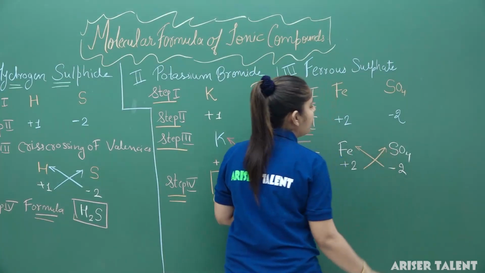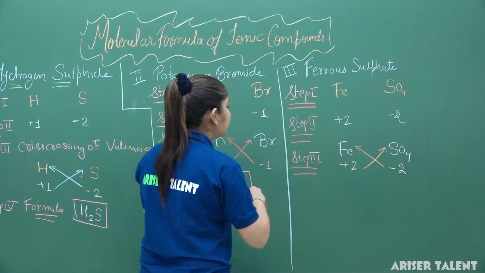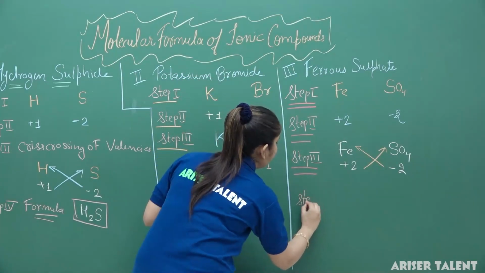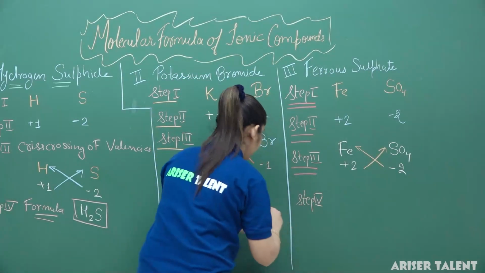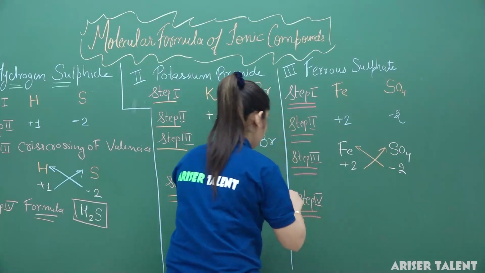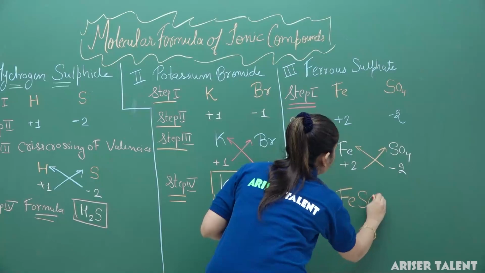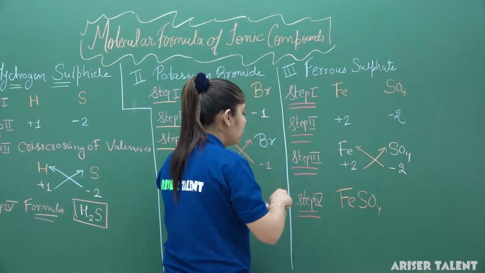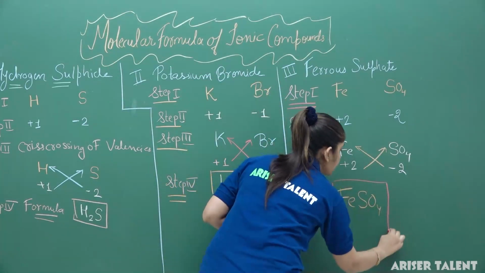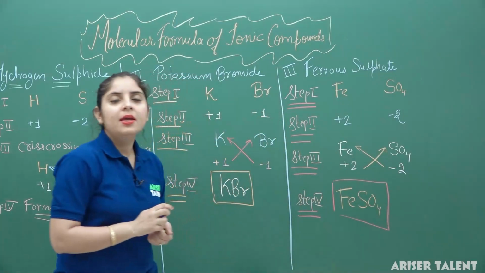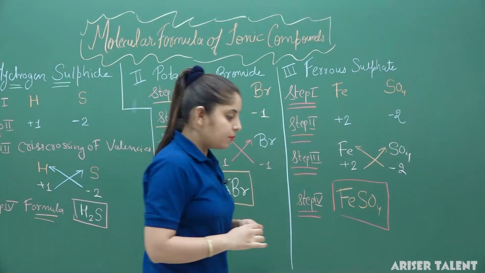The valencies will crisscross here, and in our step number 4 we will get the molecular formula for that compound, that is FeSO4, because 2 will be cancelled by 2, having a common factor 2. So the formula for ferrous sulfate will be FeSO4.